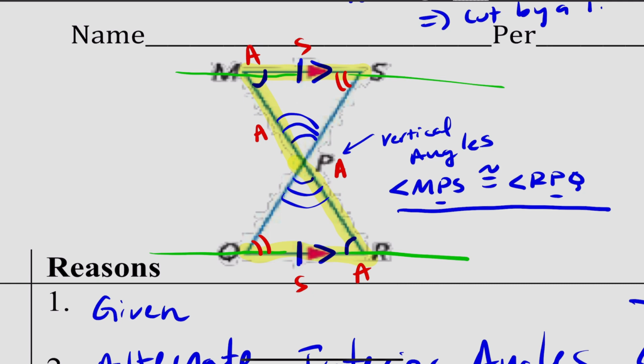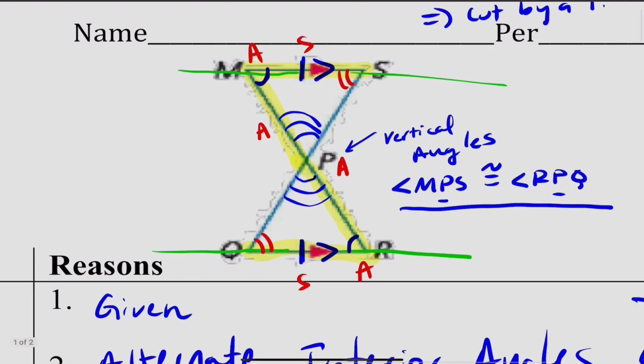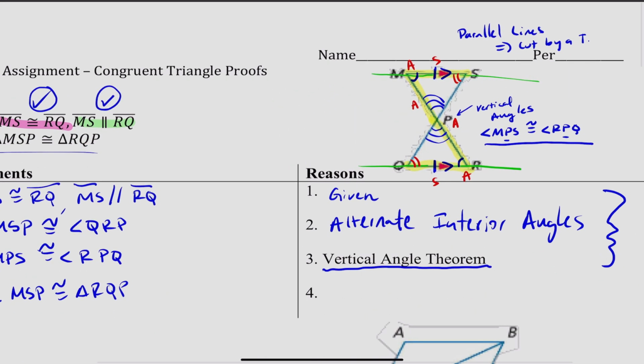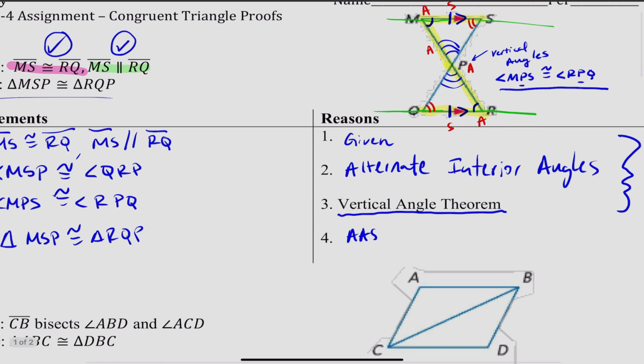And then follow that same pattern. Angle, angle, angle, side, right? So these two triangles are congruent by angle, angle, side, where we have to use the vertical angles theorem to prove that the two triangles are congruent.